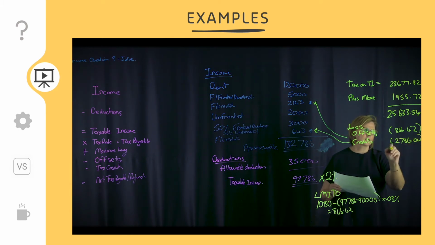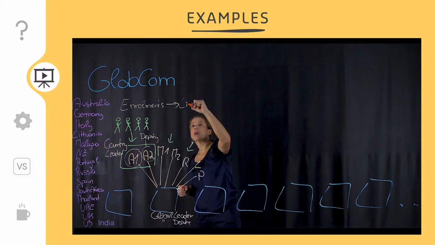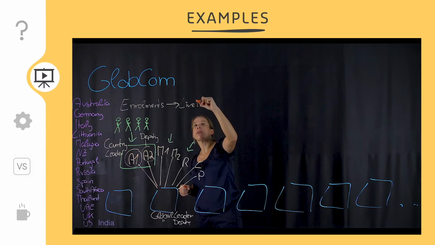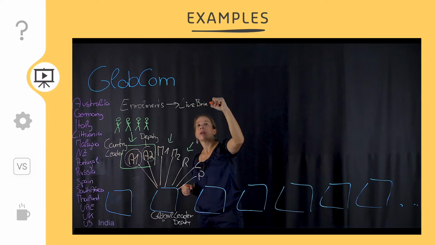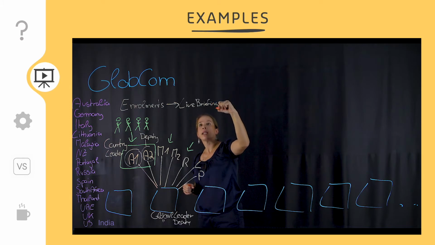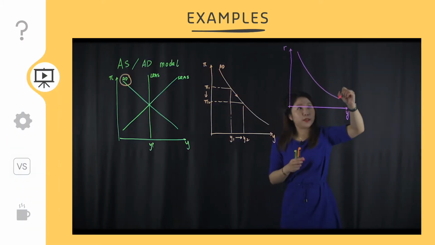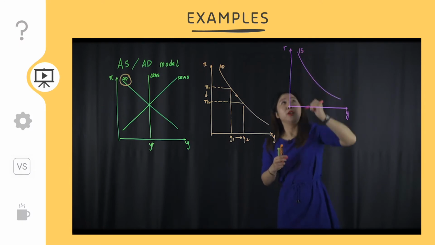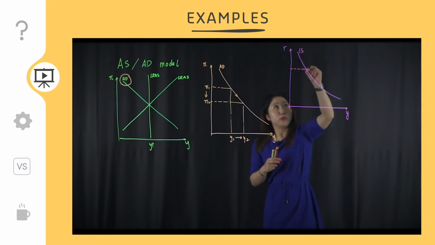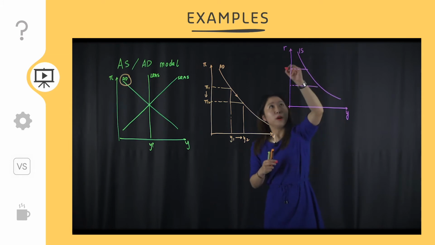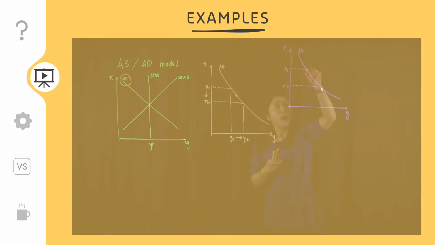$2,786. And at this point, you're actually going to have a live briefing with a client. And to emphasize that, it's a real-life client. In this space, IS curve is downward sloping. So when real interest rate declines from R1 to R2.